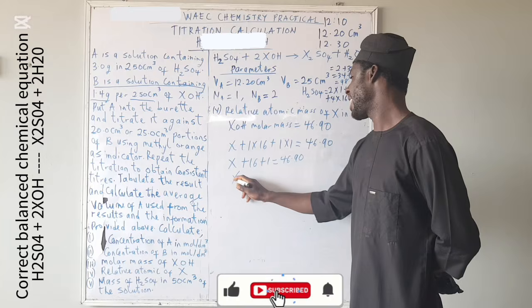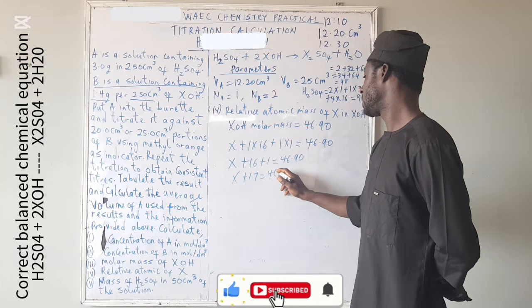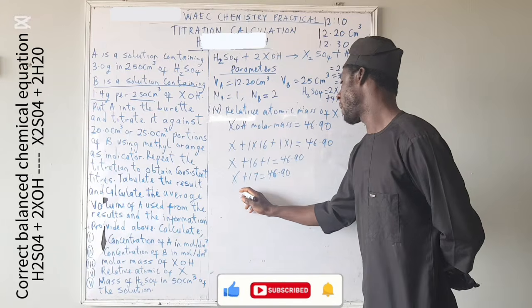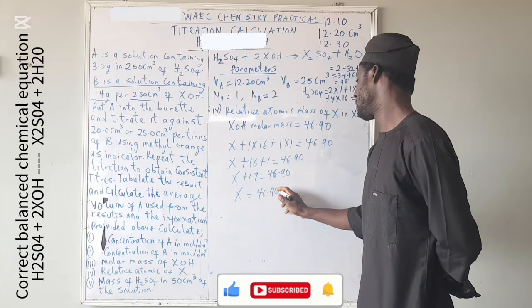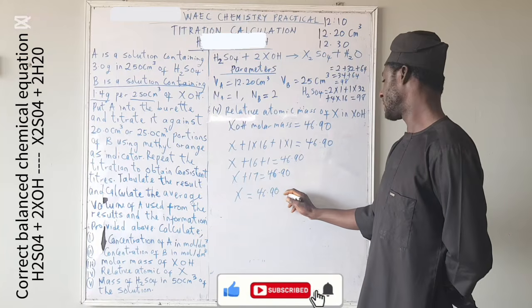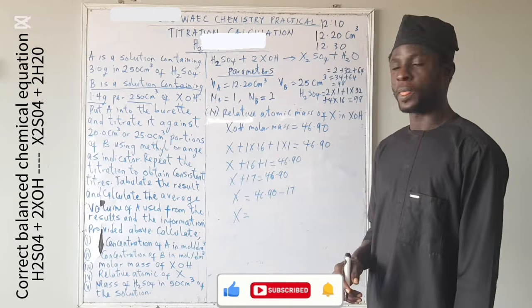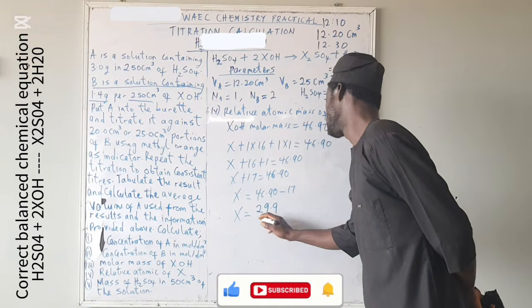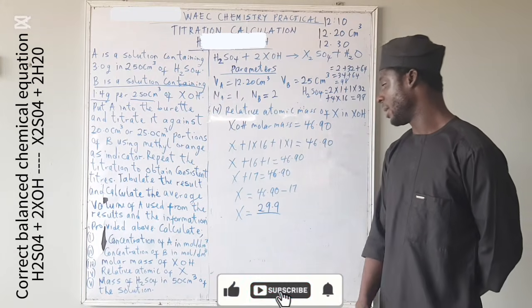So this will be S plus 17 is equal to 46.90. So our S will now be 46.90, you carry this to the other side, minus 17. Our S is there. So our answer is 29.9. So the atomic mass of X in SOH is 29.9.